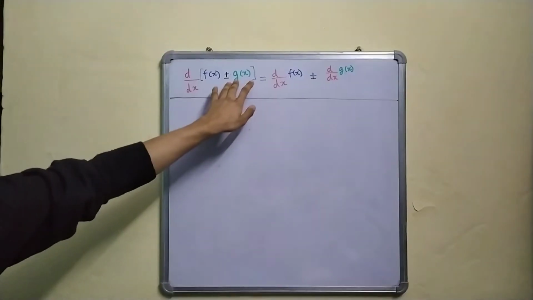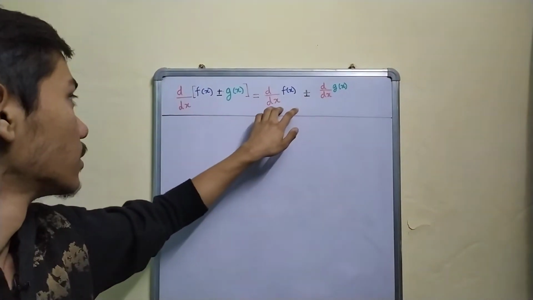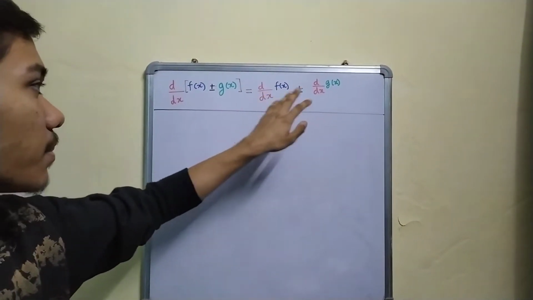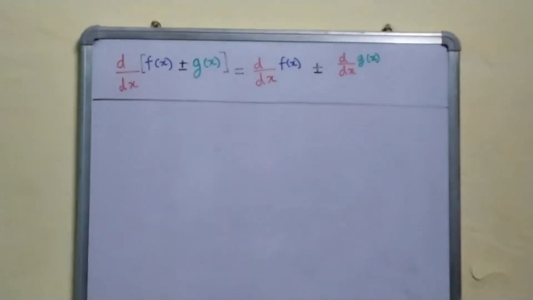So today we'll be proving this result, that the derivative of the sum of two functions f of x and g of x is equal to the sum of the individual derivatives. Okay, so derivative of f of x plus derivative of g of x. The same goes for the difference of two functions. So derivative of f minus g will be equal to derivative of f minus derivative of g.